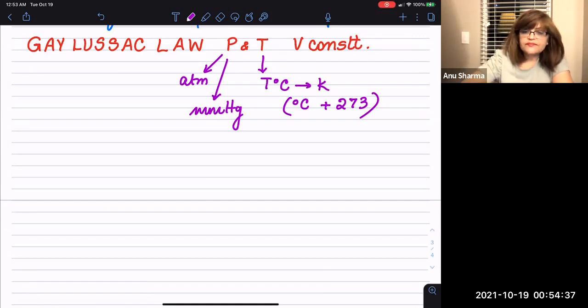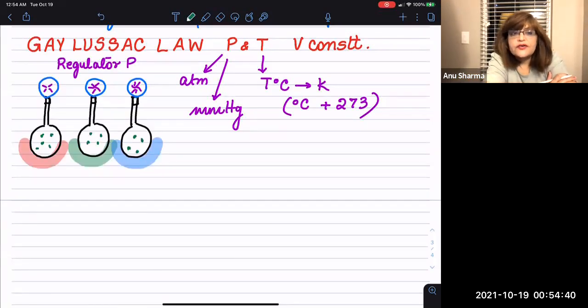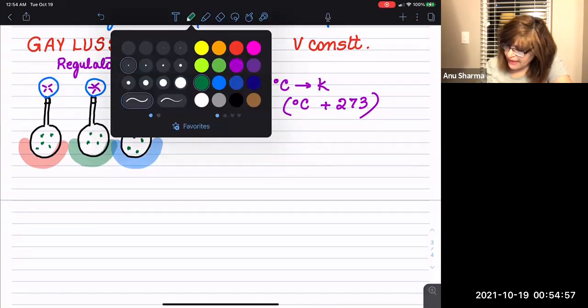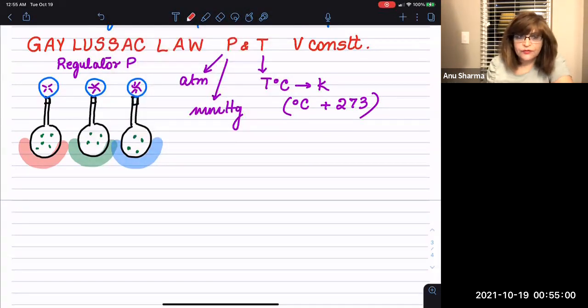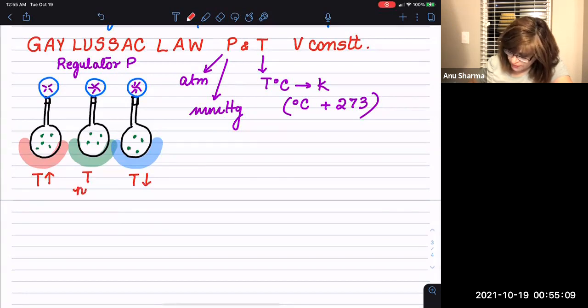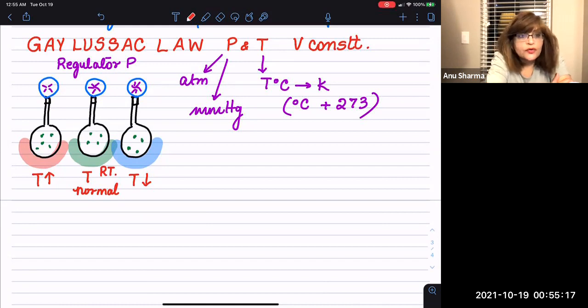Let me set up the apparatus. This is how you set it up. You seal the gases in a container. These are the gases inside a container, and the containers have regulators on the top that read the pressure. Now you keep this setup at different temperature settings. Here the temperature is very high, here the temperature is very low, and this is just normal room temperature, RT.